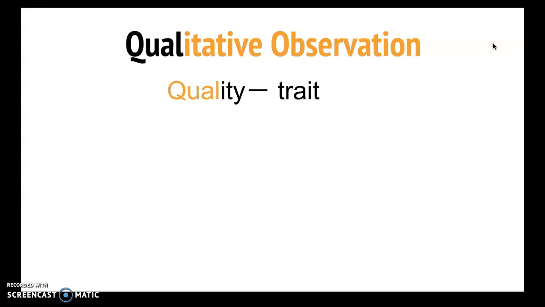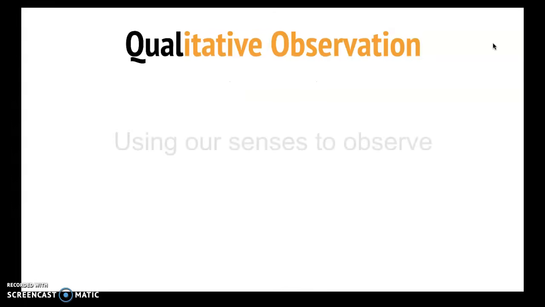So now that we're warmed up, let's begin to talk about qualitative observations. The word qualitative comes from the word quality, which means a trait of something. A qualitative observation is when we use our senses to observe.